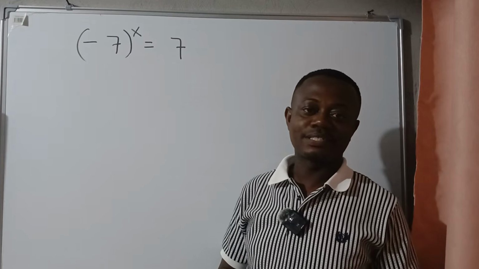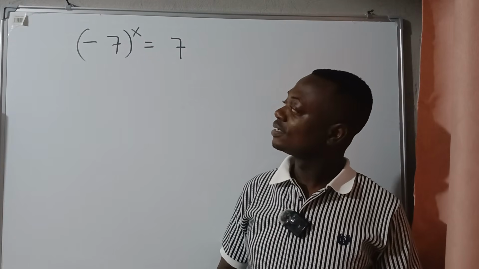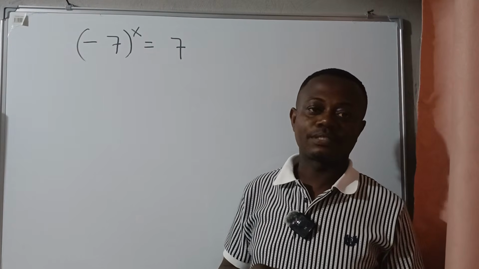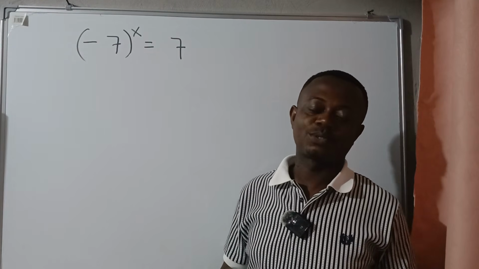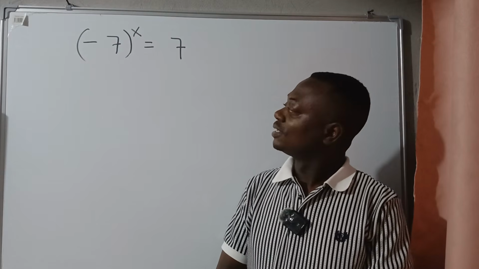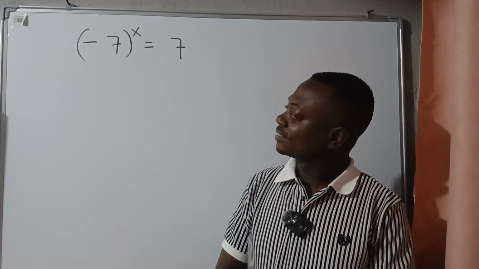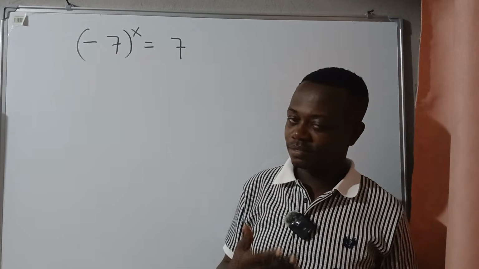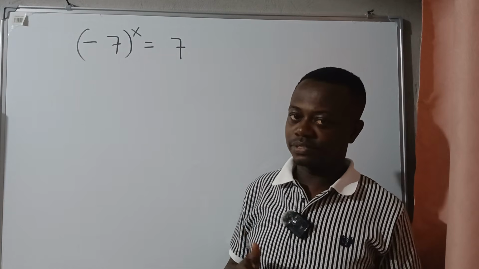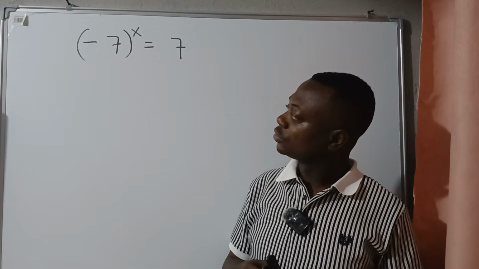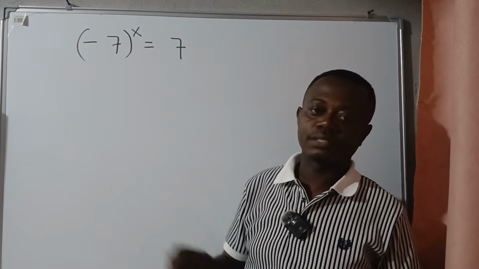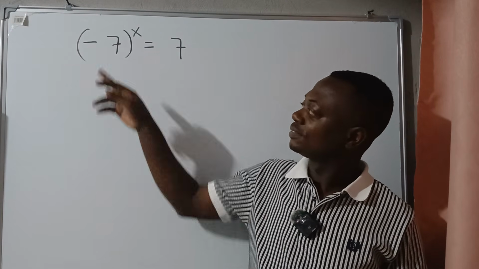Now let's observe this interesting question here. We are given (-7)^x = 7. So how do we solve for x? The negative here is making the question complicated and intricate as well. So let's find a way to get rid of the negative number here.